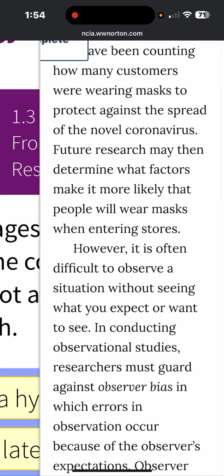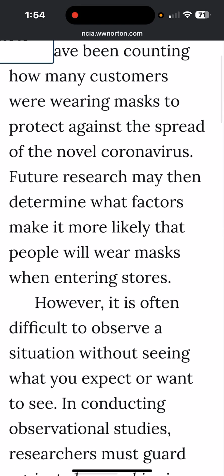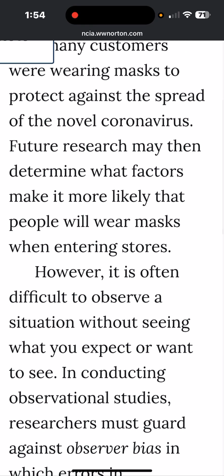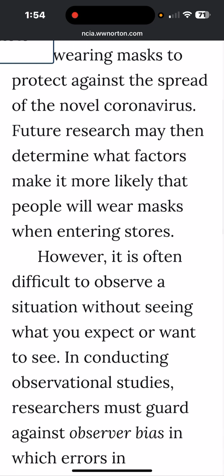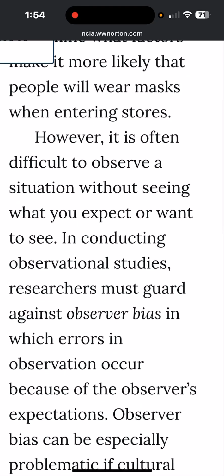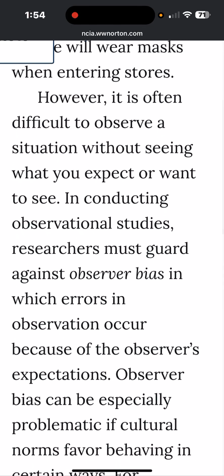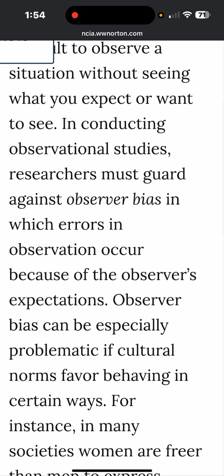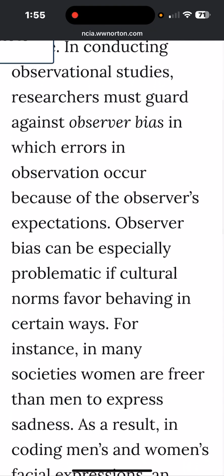Future researchers may then determine what factors make it more likely that people will wear masks when entering stores. However, it is often difficult to observe situations without seeing what you expect or want to see. In conducting observational studies, researchers must guard against observer bias, in which errors in observation occur.